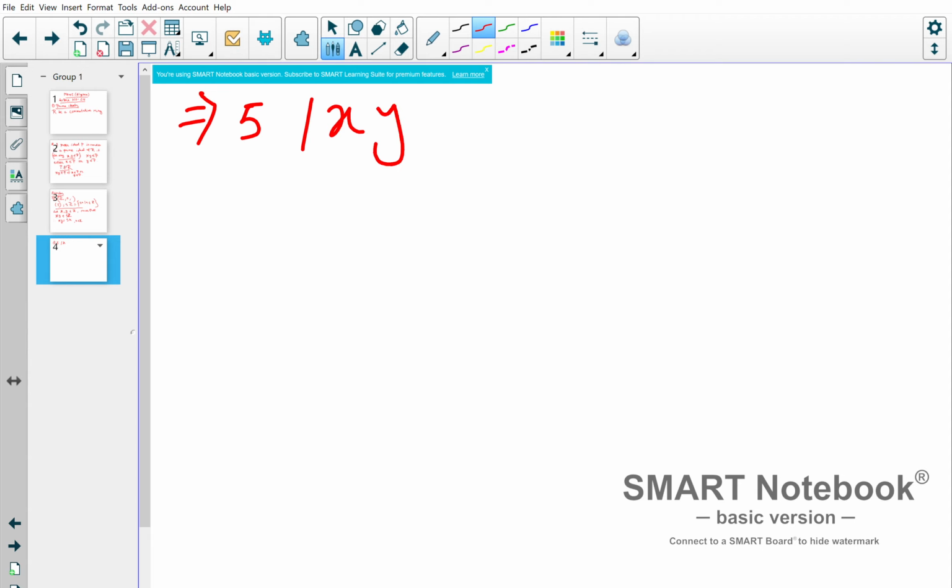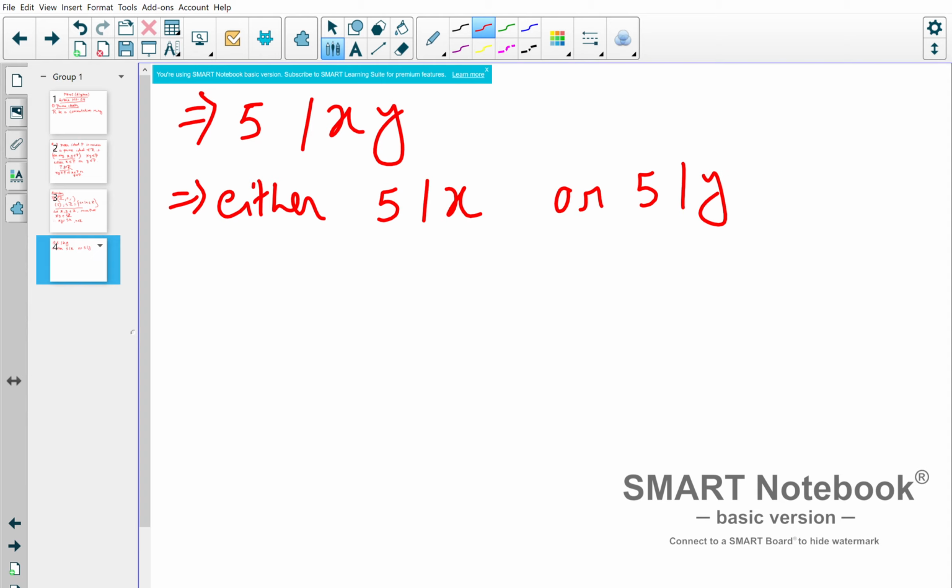Now 5 is a prime number. If a prime number divides a product, then it has to divide one of the factors. So either 5 divides x or 5 divides y. It can divide both also, doesn't matter. This is not an exclusive or, it is an inclusive or: either this or both.